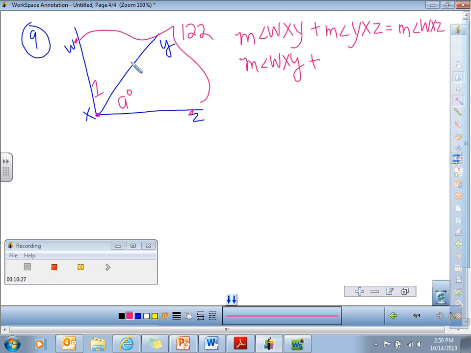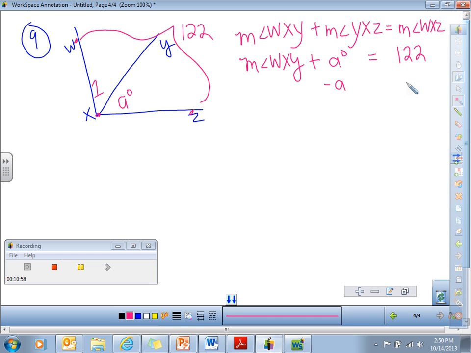YXZ. What's represented by that angle? A. Does that make sense? Do you see that? YXZ is A degrees. It's kind of like saying X. We're not sure how many degrees it's equal to. And then we know that WXZ is equal to what? 122. So I'm substituting those numbers.